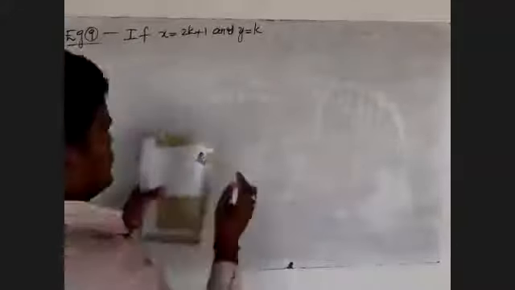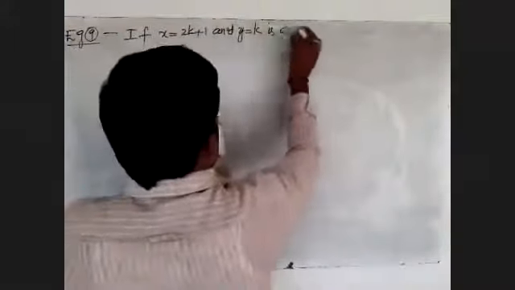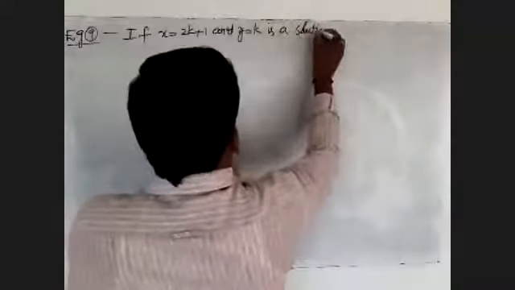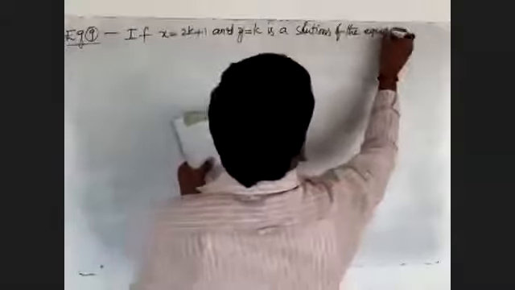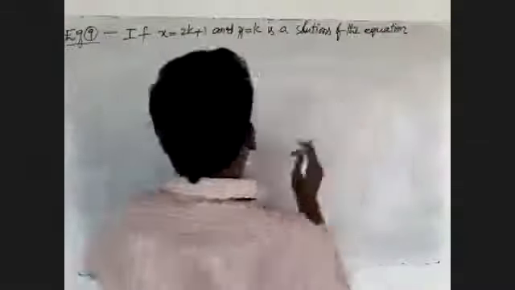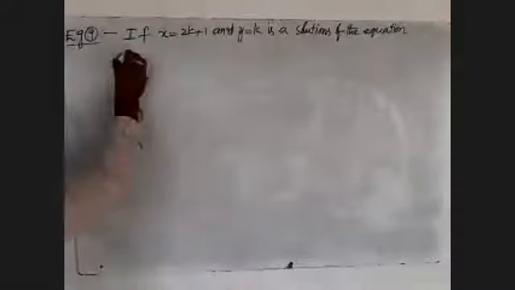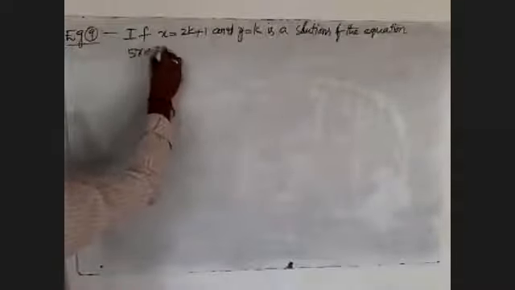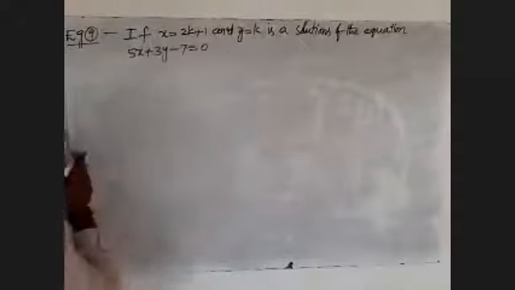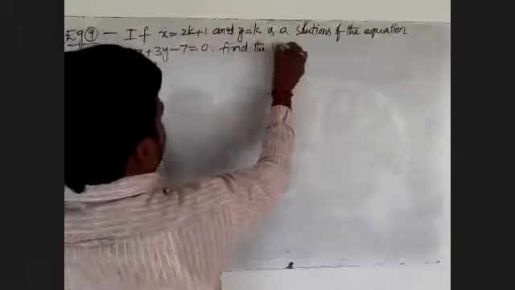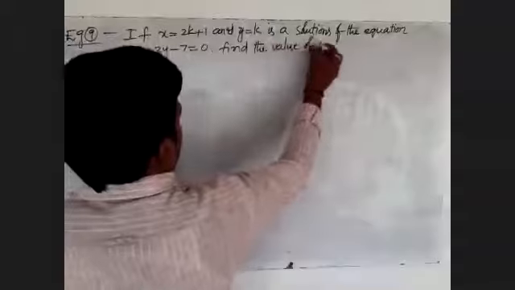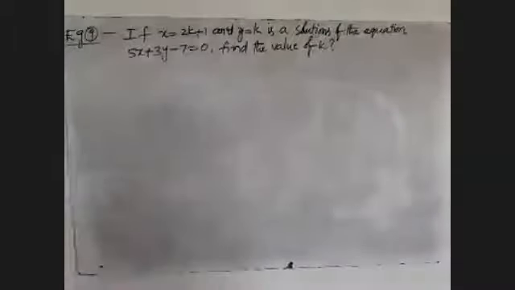What I am asking in example 9: x equal to 2k plus 1, y is equal to k is a solution of the equation 5x plus 3y minus 7 is equal to 0. Find the value of k.